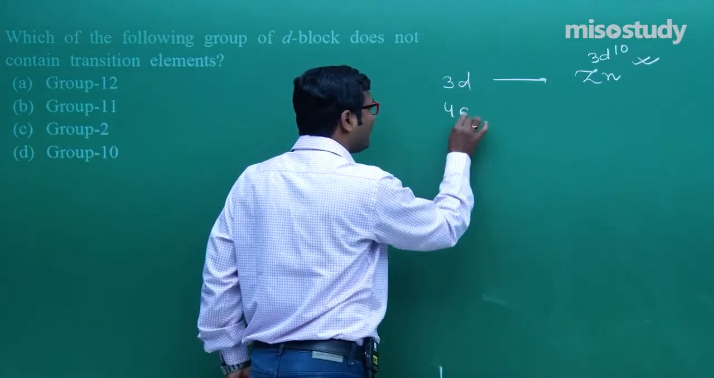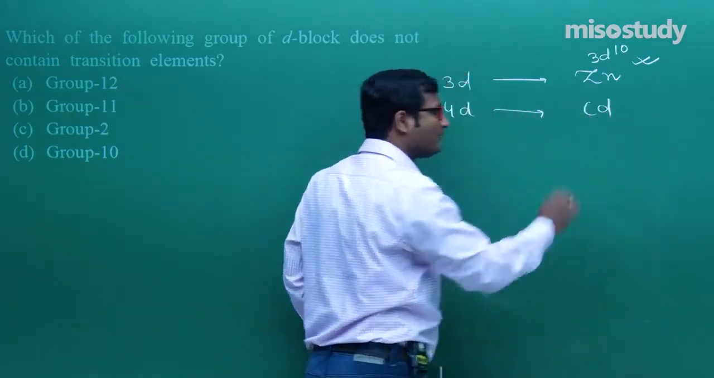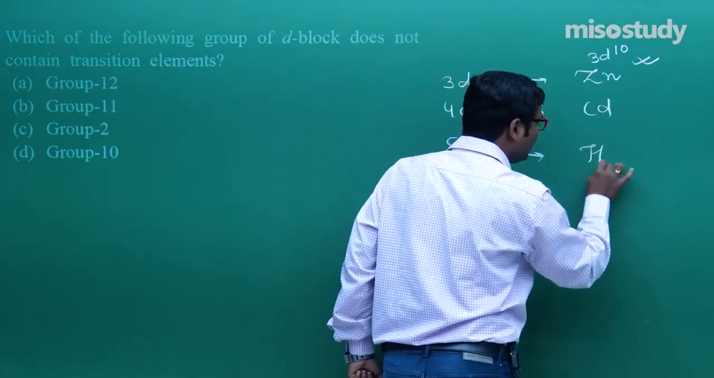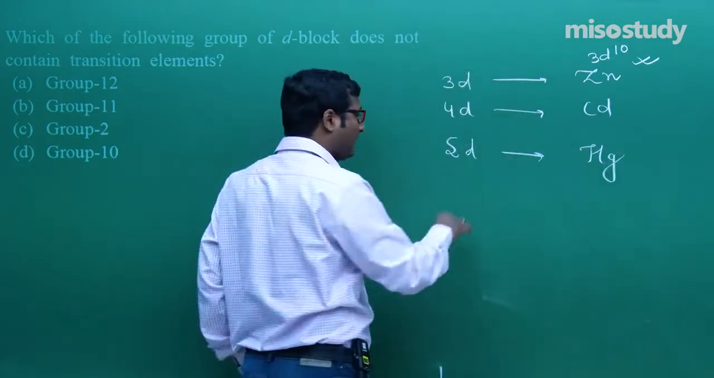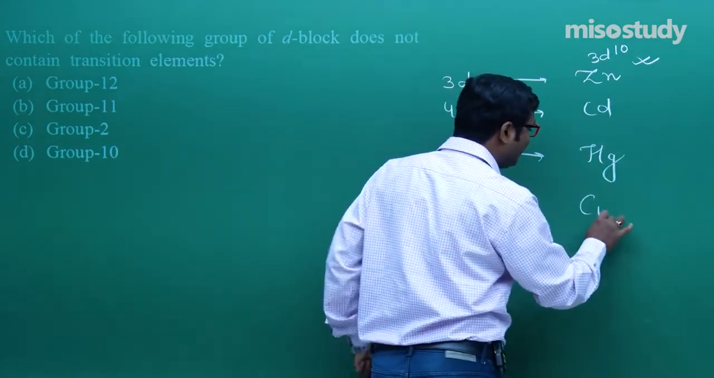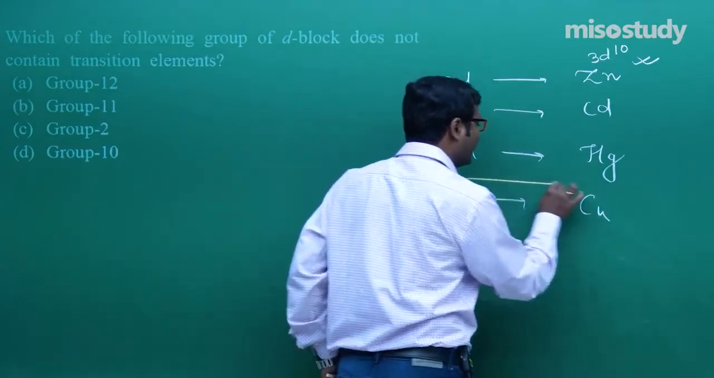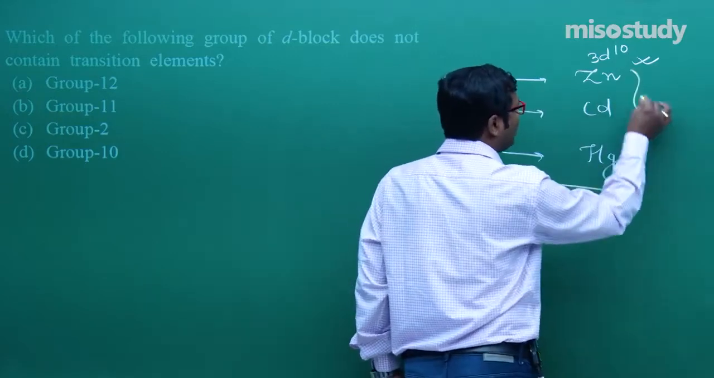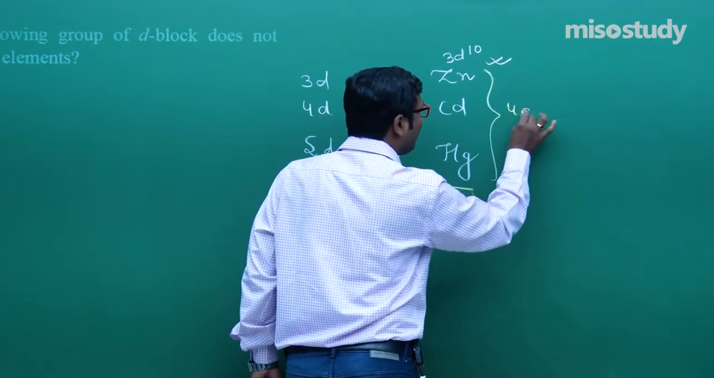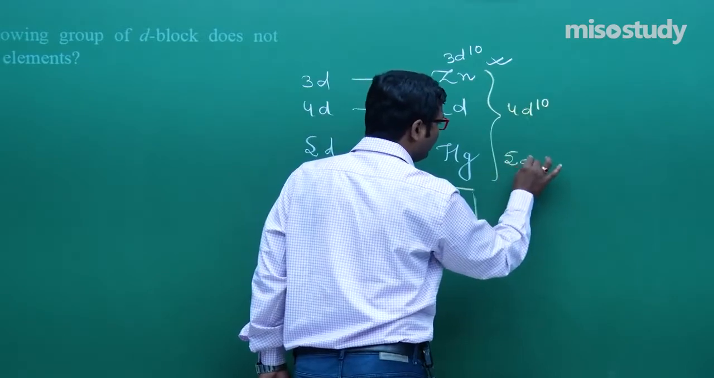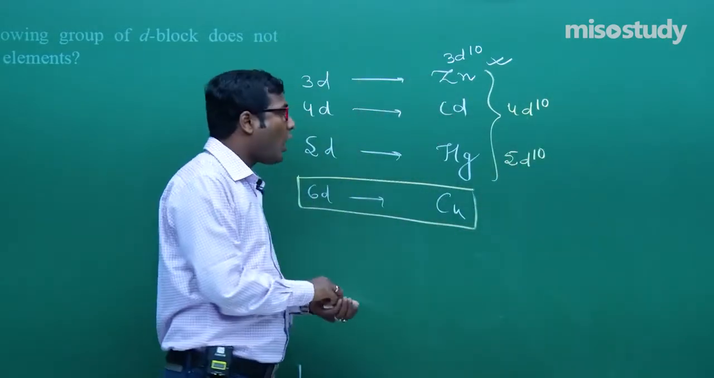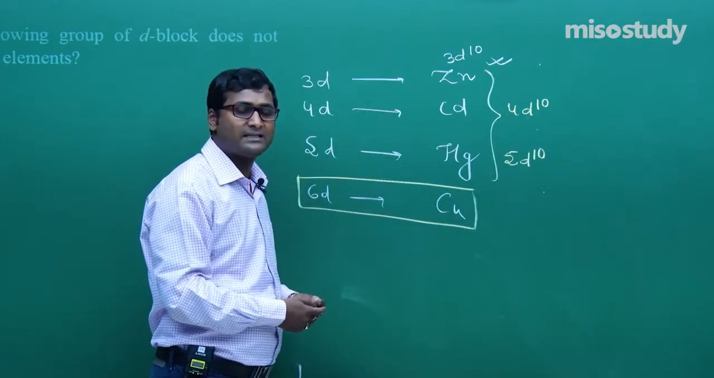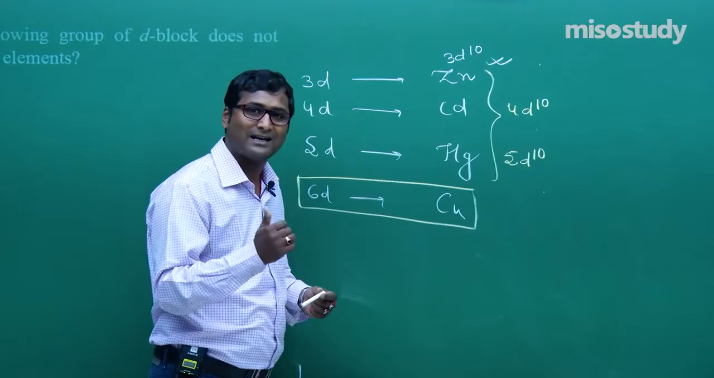If I talk about 4D, that is Cd. If I talk about the 5D series, Hg. Clear? If I talk about the 6D series, that is Cn, we do not need to consider it because these are radioactive elements. If I talk about Zn, Cd and Hg, here 3d10, here 4d10 and here 5d10. Clear friends? All have completely filled D subshell. If they have completely filled D subshell, then they are not treated as transition metals.